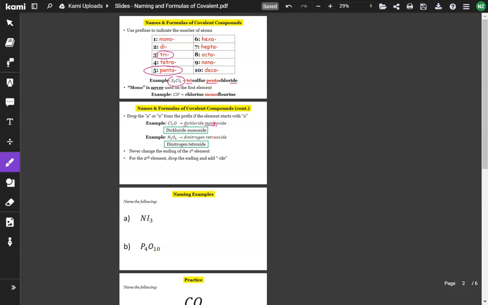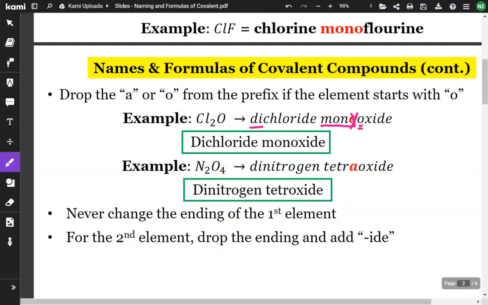In our second example, we have something similar. We have 2 nitrogens, which becomes dinitrogen, and we have 4 oxygens, which becomes tetra. Again, we have something that's kind of weird here. We have an A and an O, 2 vowels next to each other. Tetraoxide? We don't do that. So we get rid of that A, and it just becomes tetroxide. It flows a little bit better. Tetraoxide has an abrupt stop in the middle. If we get rid of that A, tetroxide, it flows a lot better.